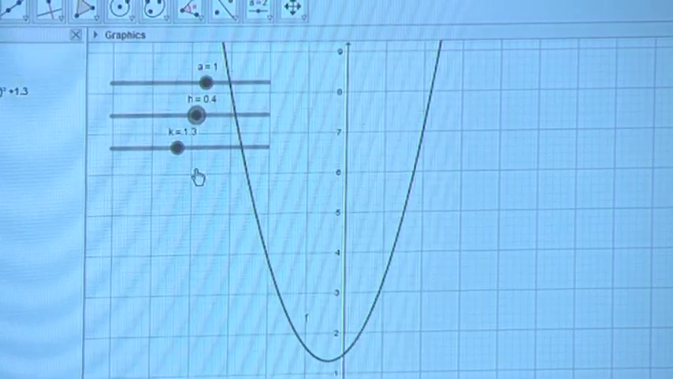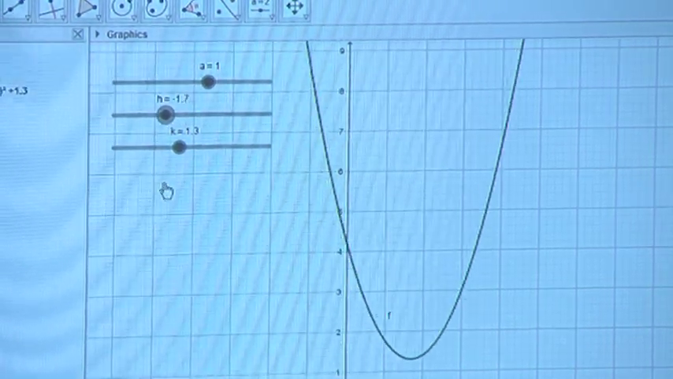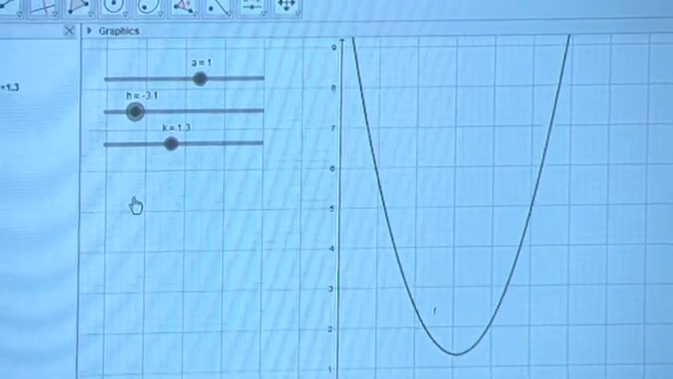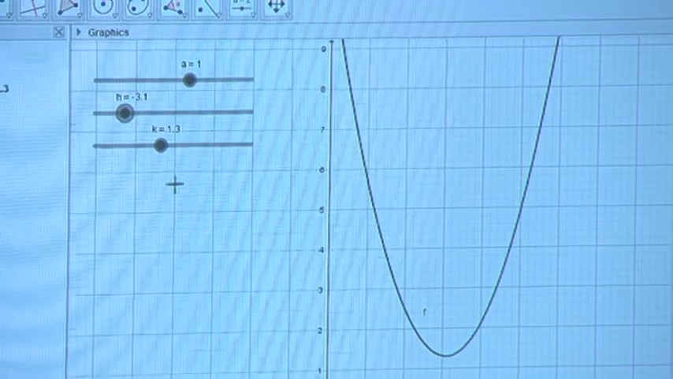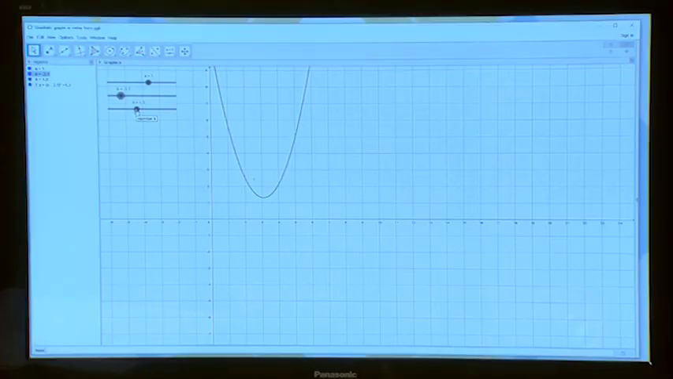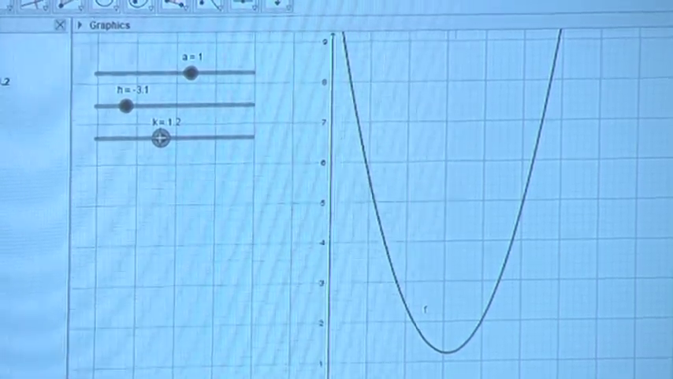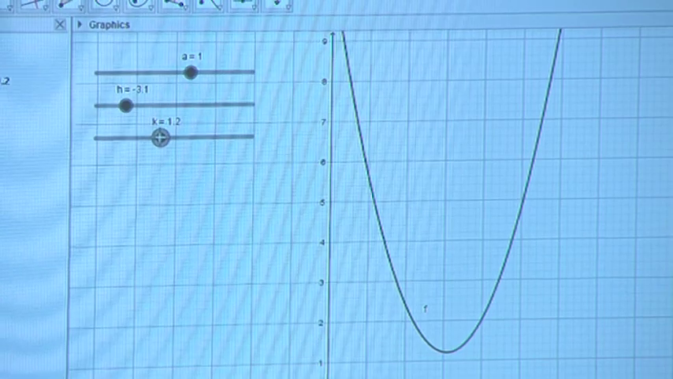And when we move to the negative side, our graph is actually moving to the right. Now, Brittany, let us see what K does to our graph. What do you think K does before I even do it? So if H moves our graph to the left or the right, I think K would move our graph up or down. Well, let's test.